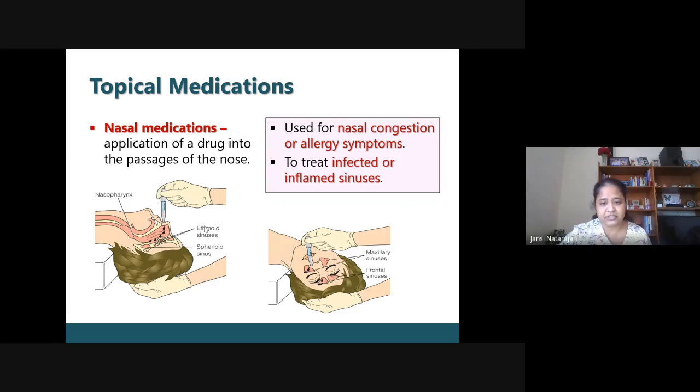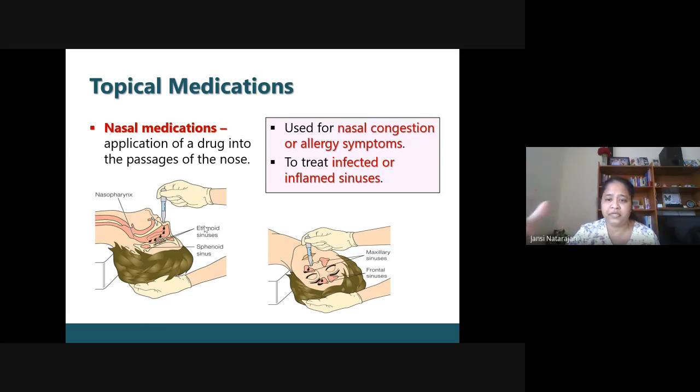Okay, nasal medications. How are we going to instill medications into the nose? Okay, most of the time, all of you know about it very well, especially for small children when they have a lot of flu and cold and nasal congestion, a lot of secretions, and they cannot even breathe. You know why they cannot breathe? Because the mucosal membrane has swollen. So there is no way for the air to enter inside or come out properly. So to reduce the nasal congestion, or to reduce the allergy symptoms, we can either use drops or spray. I'm very sure many of you know about it.